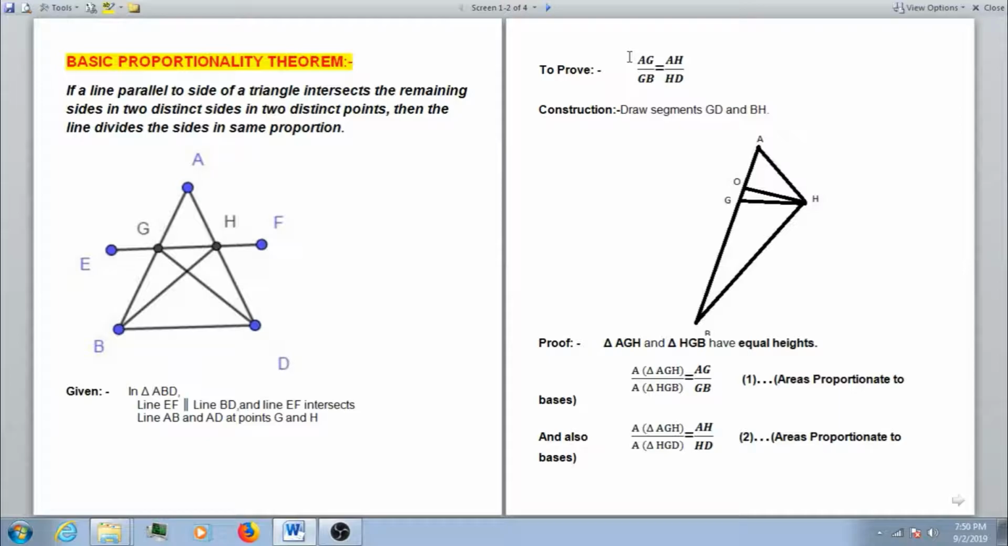So what is the construction? What we have to do in this theorem is join these two points, G and D, and H and B, the opposite points between the two parallel lines. What we get is two triangles, HGD and GHB. Now let's look at the proof.